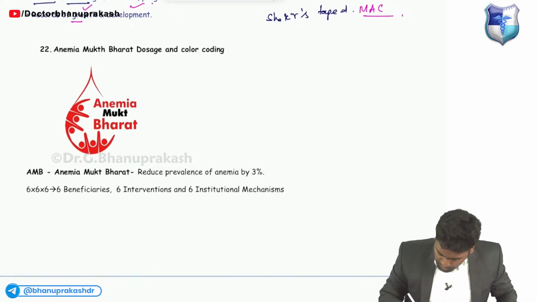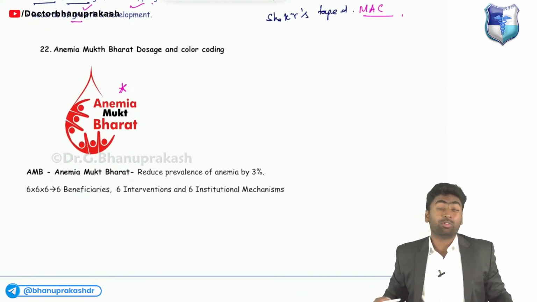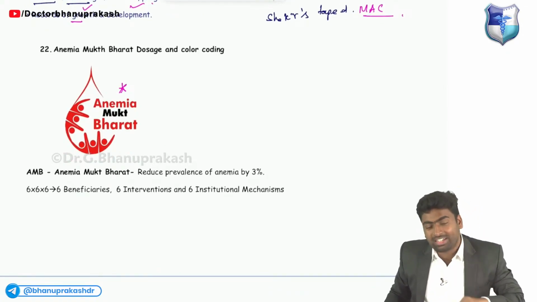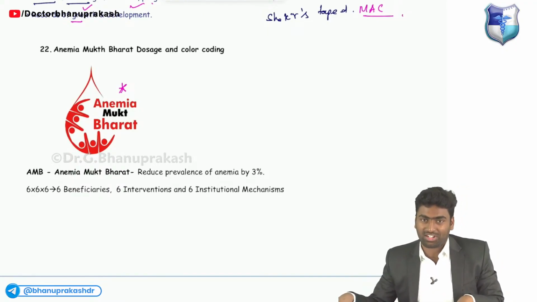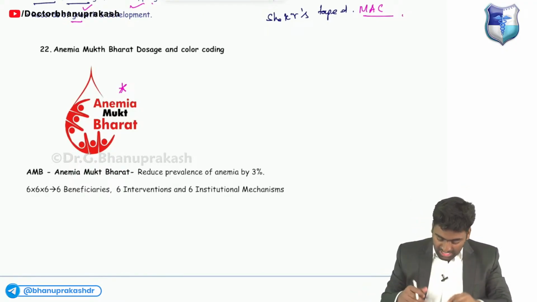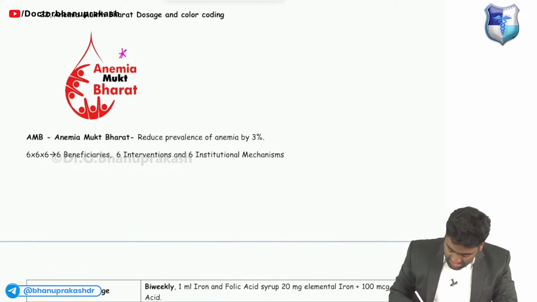Then about the most important program. You should read this program before you go to the examination. Make sure you are reading and going. This Anemia Mukt program has a strategy known as the 6x6x6 strategy.